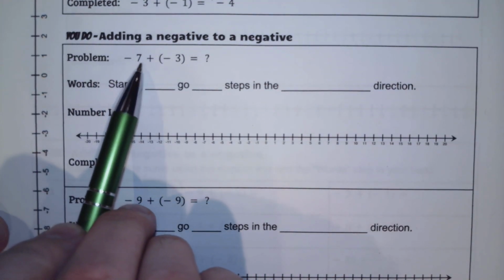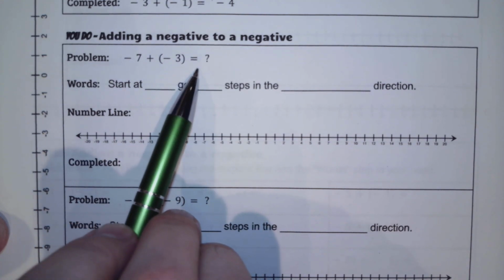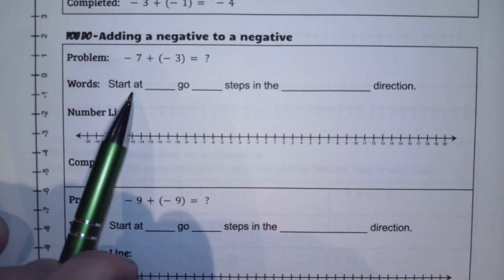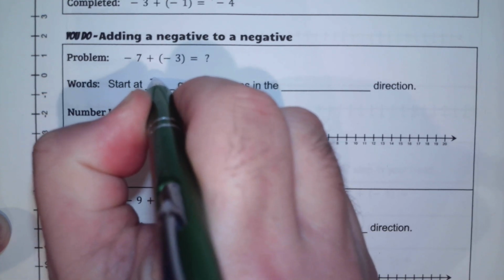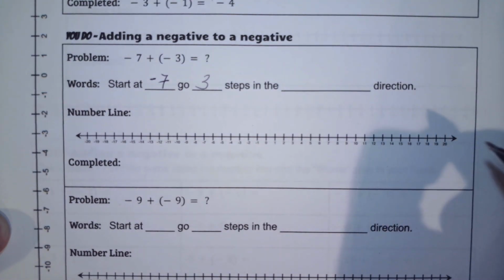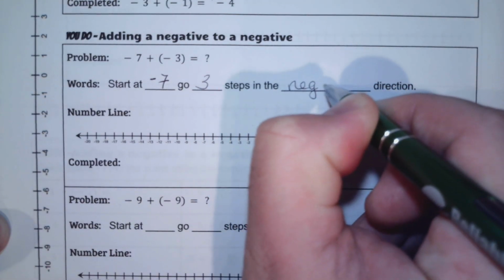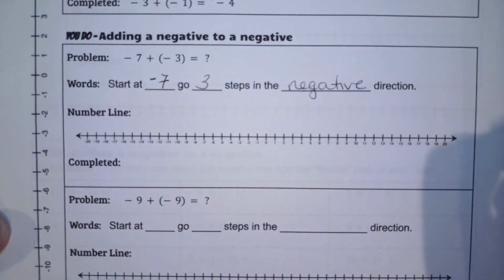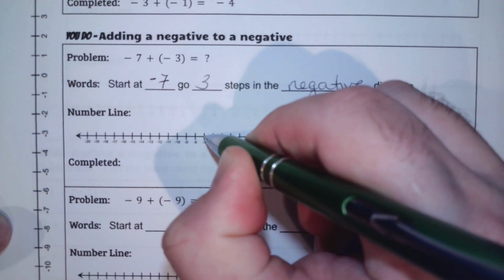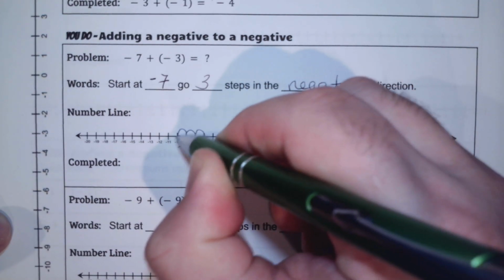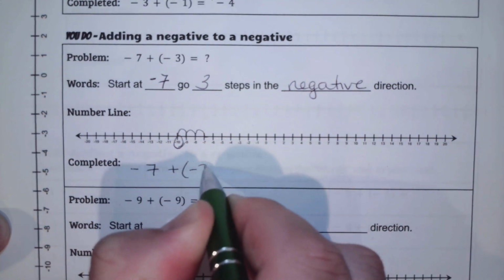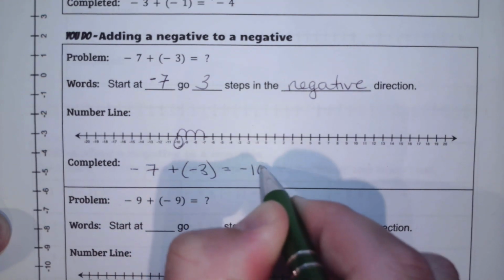Next, we have -7 plus -3. Some of you might be guessing what that answer is already, so please take a guess if you think you're ready for it. The -7 tells us where we start. -3 means we're going to go 3 steps, but in the negative direction. So find -7, and then go 3 steps in the negative direction. So -7 plus -3 is -10.